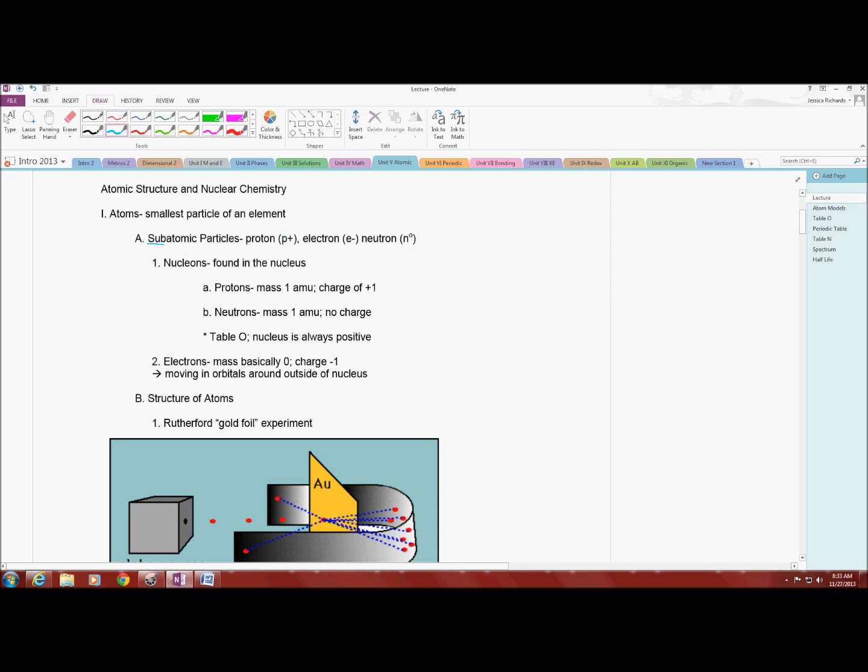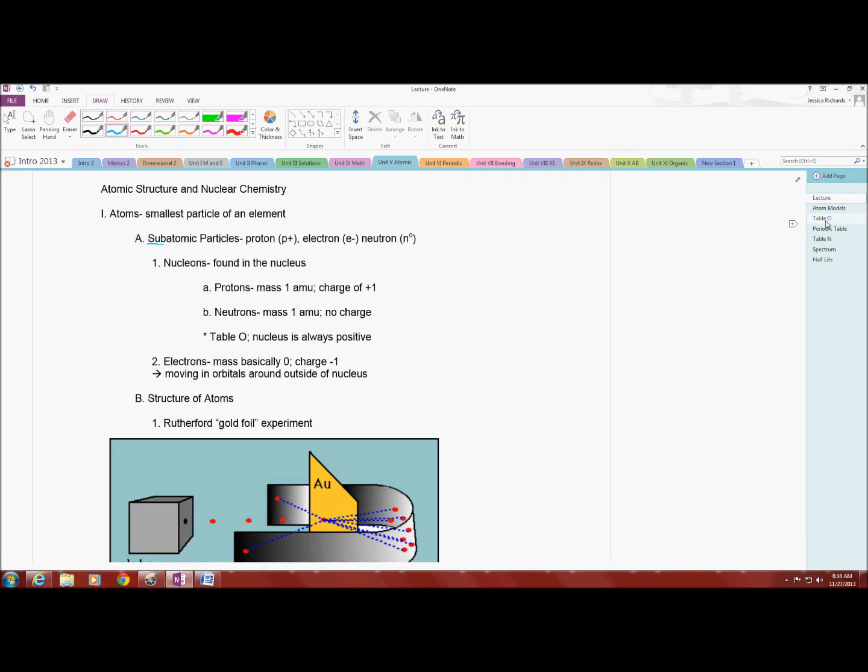When I shorthand them, I shorthand protons as a P with a little plus next to it because protons have a charge of +1. When I shorthand electrons, I shorthand them as an E with a little negative sign next to it because electrons have a charge of -1. And when I shorthand neutrons, I use a little N with a 0 next to it because neutrons are neutral and they have no charge at all.